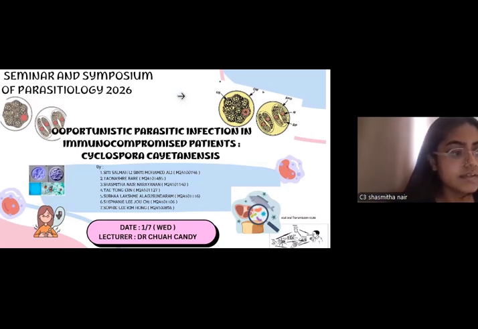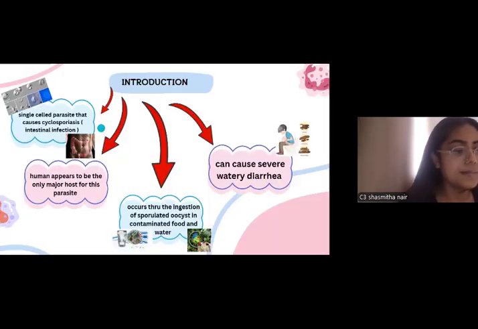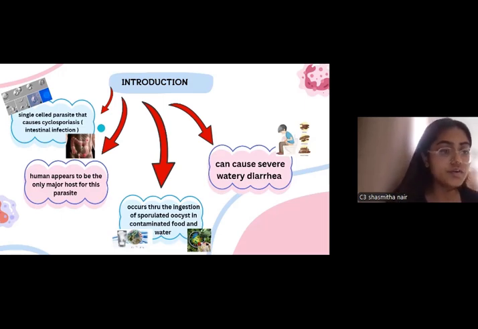Today we'll be presenting about the opportunistic parasitic infection in immunocompromised patients, Cyclospora cayetanensis. As for my part, I'll be talking about the introduction, also known as the general characteristics of Cyclospora cayetanensis. This Cyclospora cayetanensis is a single-cell intestinal parasite that causes an infection known as cyclosporiasis.